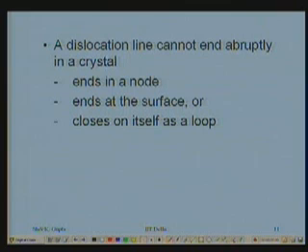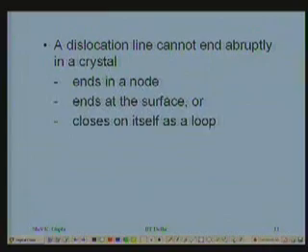Either they end in a node inside the crystal, like I showed you just now, or they end on the surfaces, which I showed you in earlier pictures: edge dislocation, screw dislocation, and the mixed dislocation. The ends of the dislocation line, straight or curved, are on the faces of the crystal. So they come out and end on the surface of the crystal.